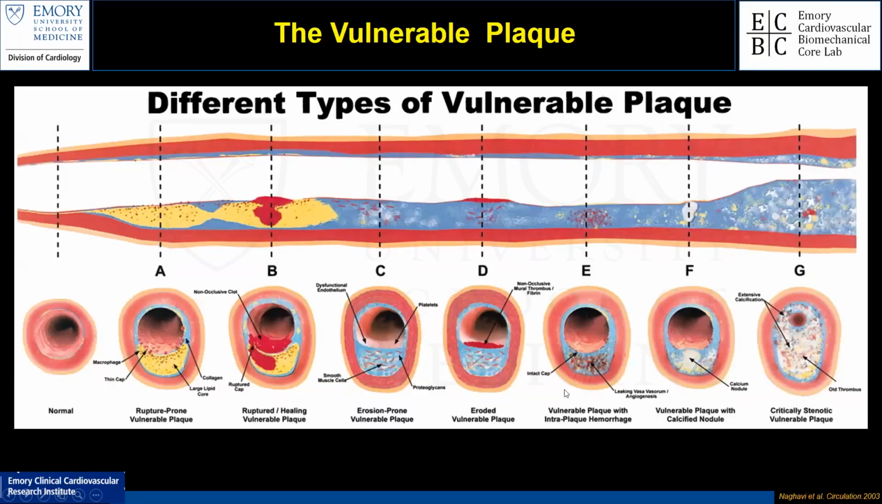Part of the reason why we are unable to predict future ACS with a high degree of assurance is that there are different types of vulnerable plaques, which include plaque rupture, plaque erosion, and vulnerable plaque with calcified nodule.